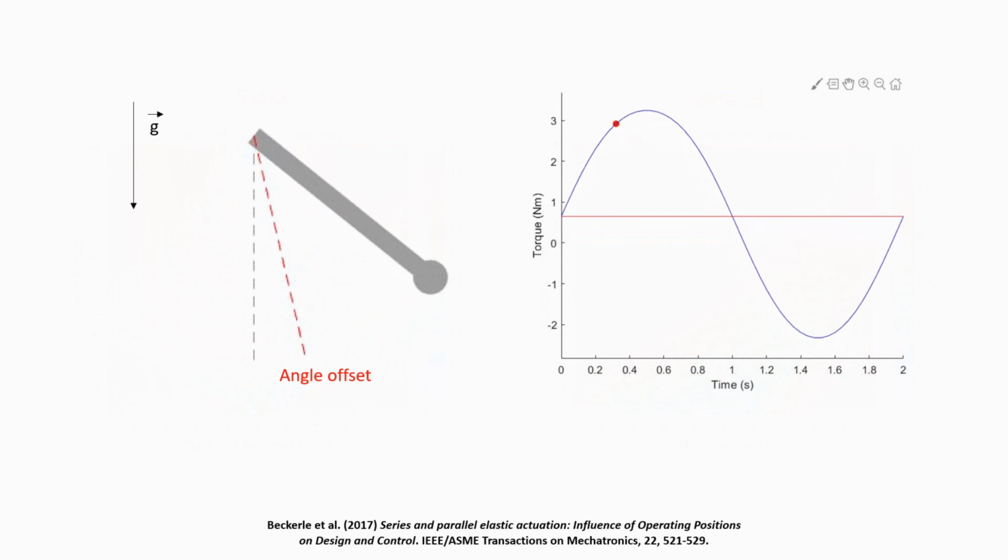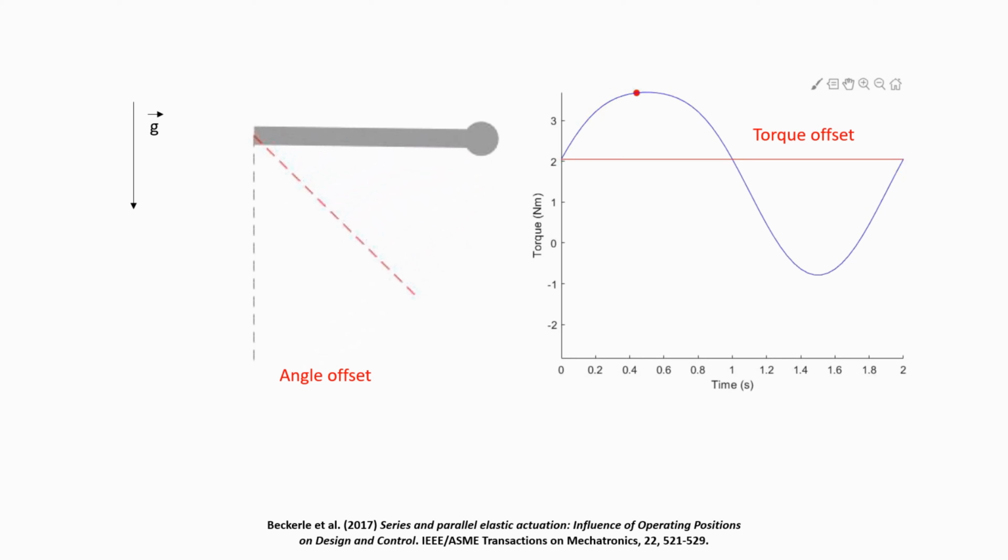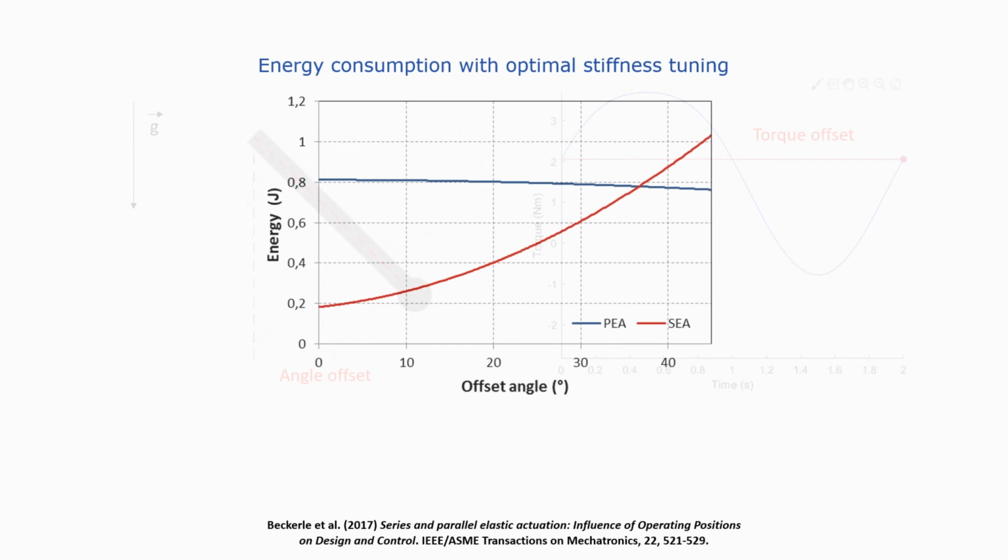This is more or less equivalent to adding a constant to the required torque. As the offset, and therefore the constant torque, is increased, the energy consumption of the series elastic actuator increases drastically, while that of a well-tuned parallel elastic actuator remains roughly the same. This is because the equilibrium angle of a parallel spring can be tuned to compensate for a static torque component, a principle known as static balancing.